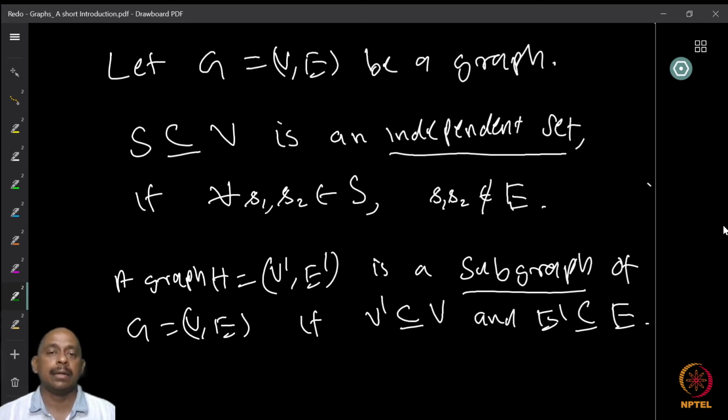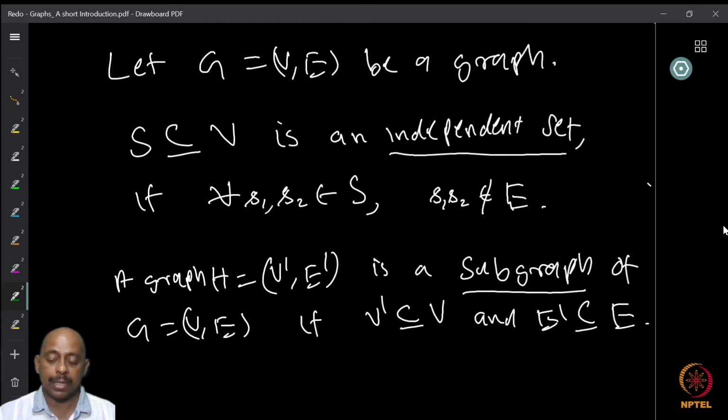Now, again, let G equal to V comma E be a graph. We look at a subset of vertices, let's say S, and we say that this set is an independent set in the graph if between this subset of vertices there is no edge present. Okay, so for any two elements in this subset, they don't form an edge in the graph G, right? So then we say this subset is an independent set in the graph G.